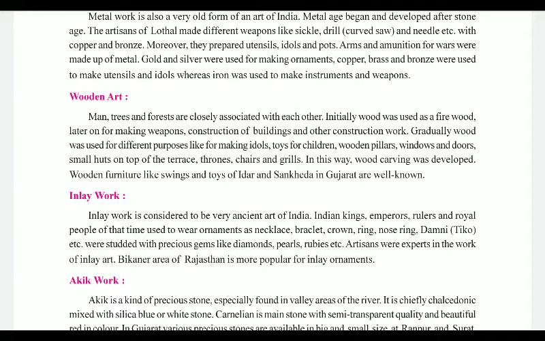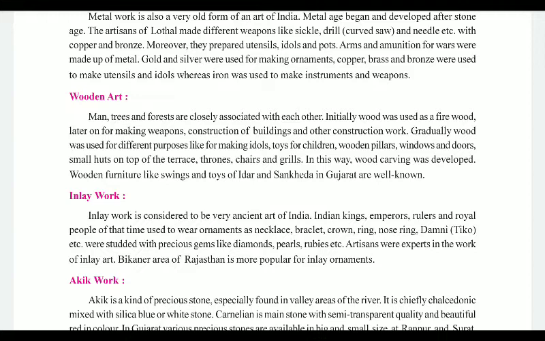Wooden art. Men, trees, and forests are closely associated with each other. Initially, wood was used as firewood. Later on, it was used for making weapons, constructing buildings, and other construction work. Gradually, wood was used for different purposes, like making idols, toys for children, wooden pillars, windows and doors, small huts on the top of the terrace, thrones, chairs, and grills. In this way, wood carving was developed.